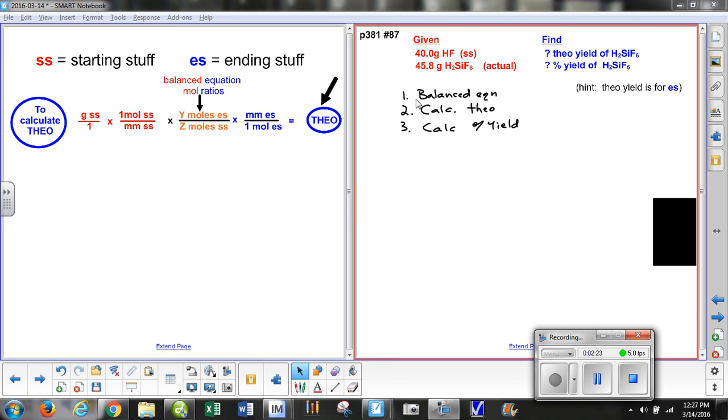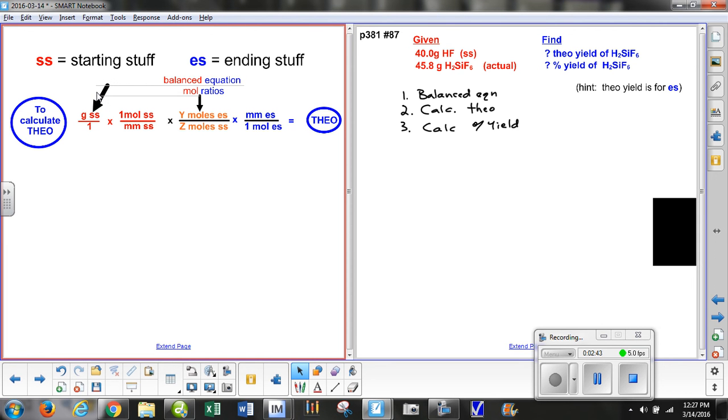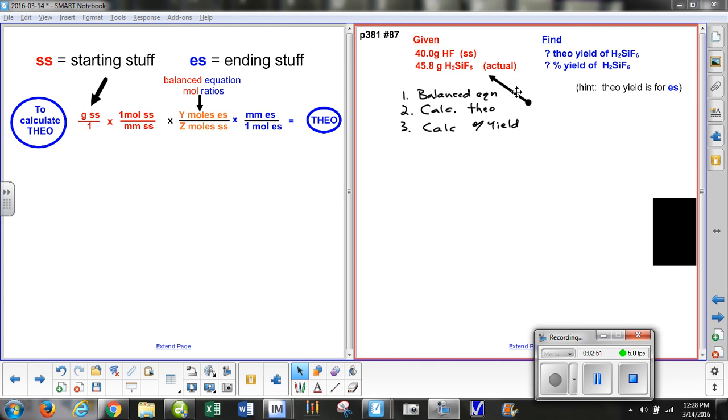Now we're going to apply it to one of our homework problems. So where in our homework problem on the right side is the actual starting stuff? Okay, that was the hydrofluoric acid. And that becomes our starting stuff grams over 1. Then over here, now looking on the right again, this is our actual stuff. This is the stuff that we were told we get from the experiment. Okay, so that's going to come in next.